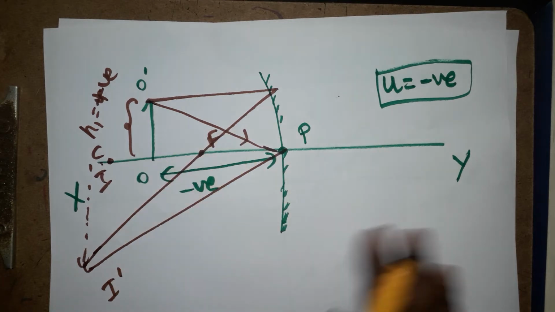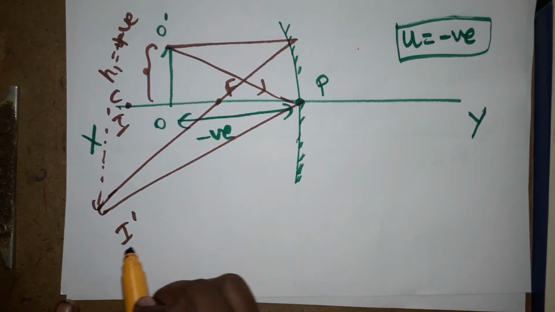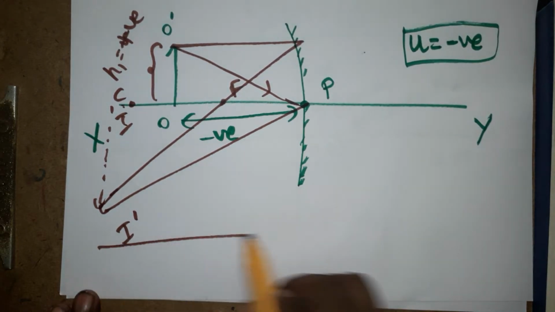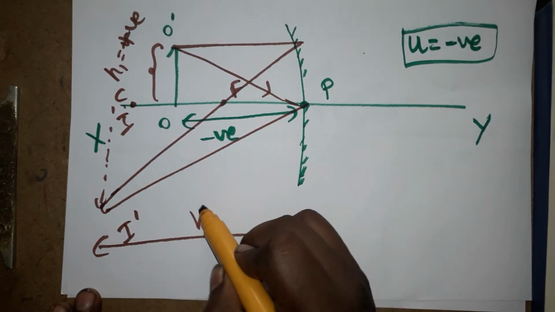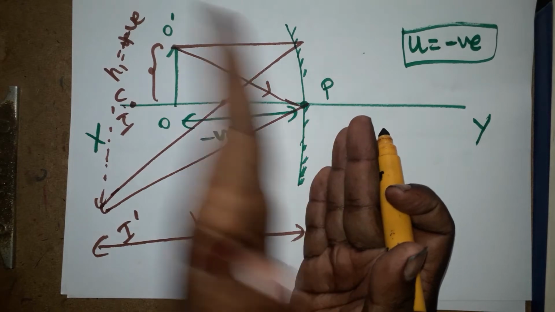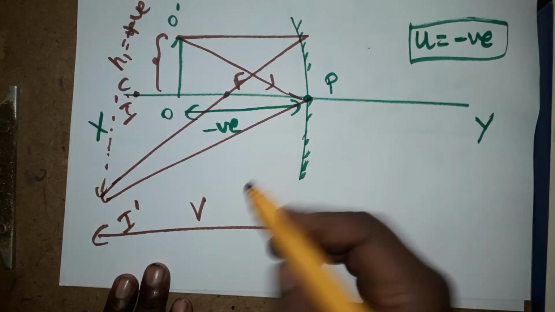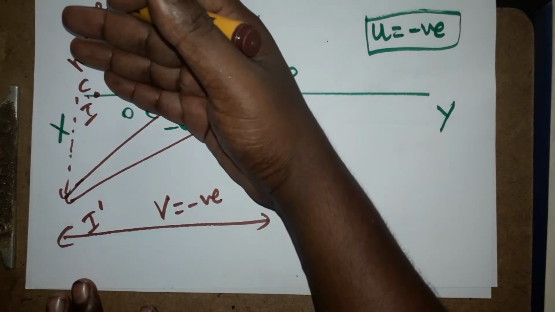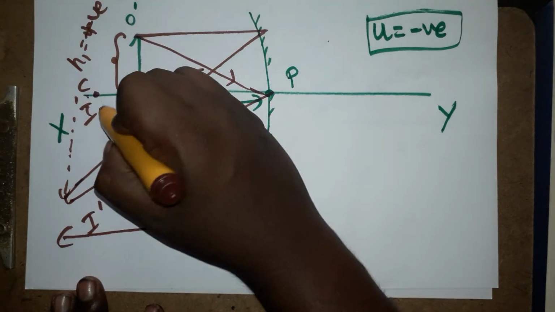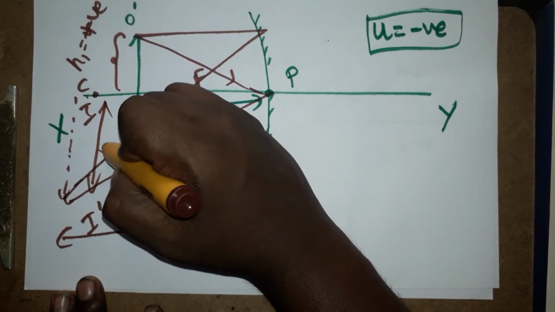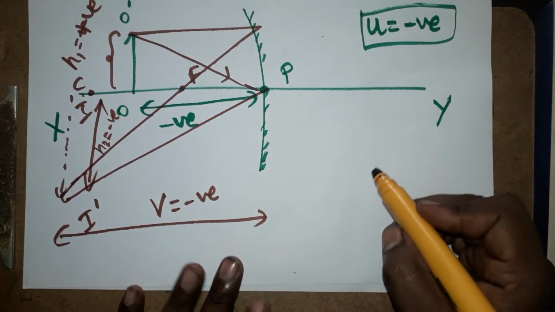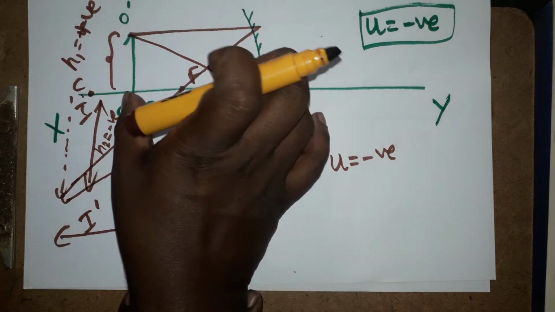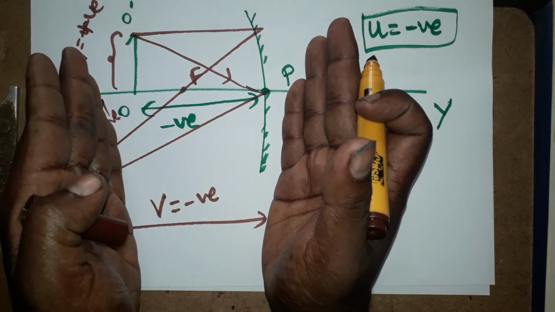In case the image is formed here, what can we say? The image distance is to the left of the pole center. Image distance you should always take as V. In this case, V will be negative because it is to the left of the pole center. The image is formed below the principal axis, so the height of the image, h2, is negative. I'll write again: object distance is negative in this case, because it is to the left of the pole center.